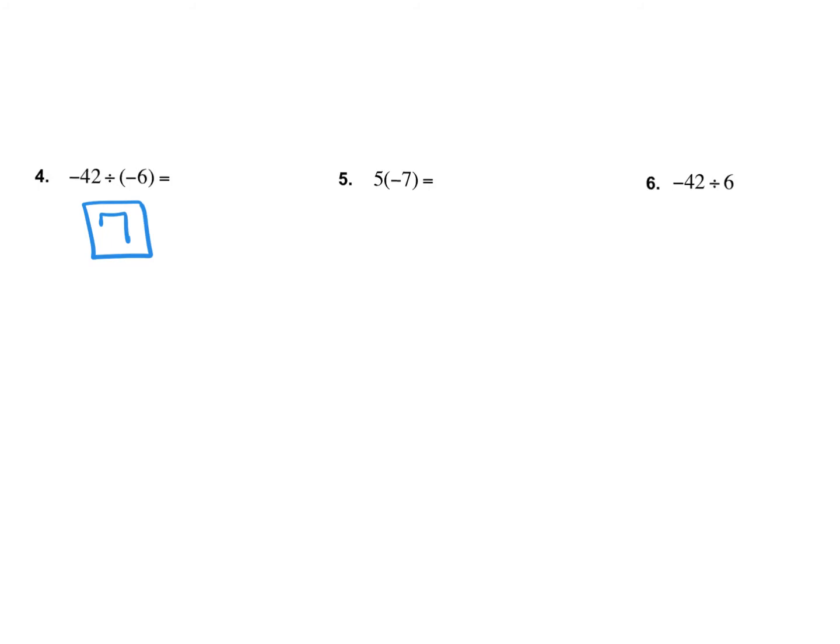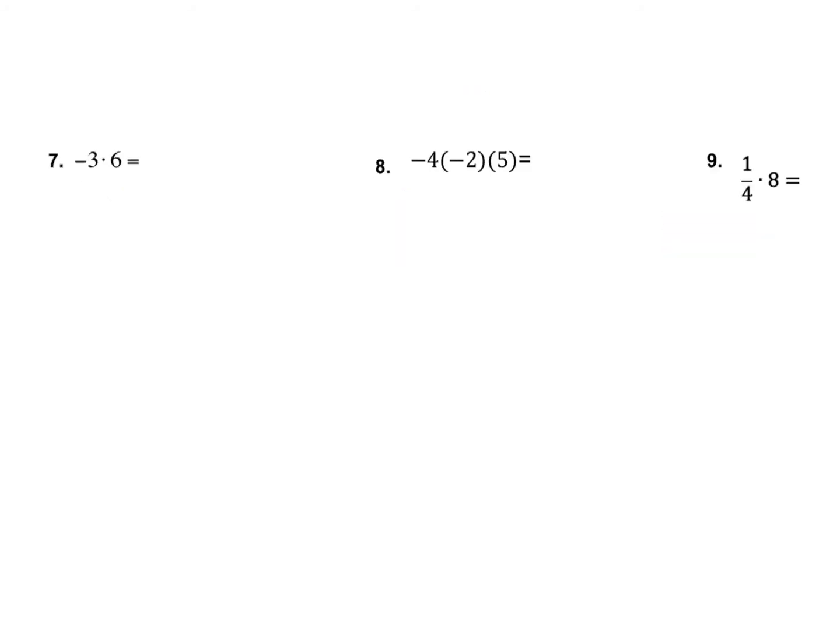Now these next two have different signs. So I've got a positive times a negative, and remember that results in a negative. So 5 times negative 7, that's going to be 35, and because one was positive and one was negative, it's going to result in a negative answer. And I have negative 42 divided by 6, again a negative divided by a positive, and that's going to give us negative 7. And for number 7, we have a negative and a positive again, which is going to result in a negative answer, so negative 18.